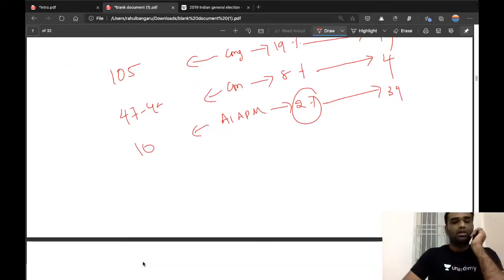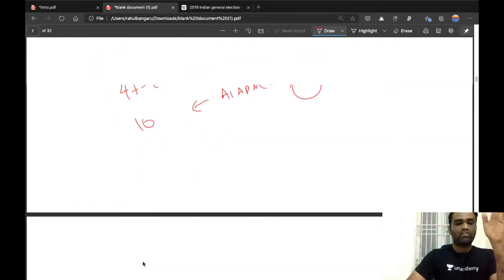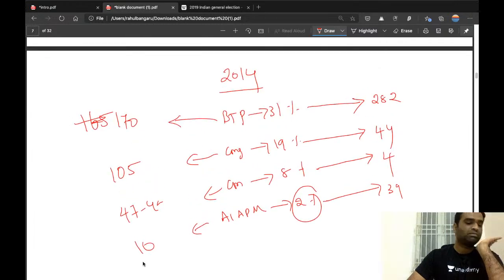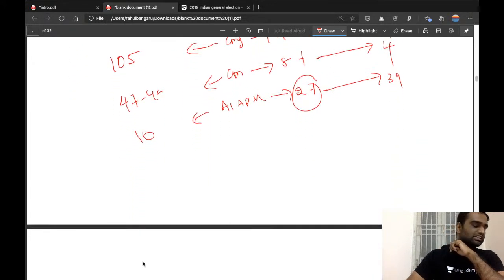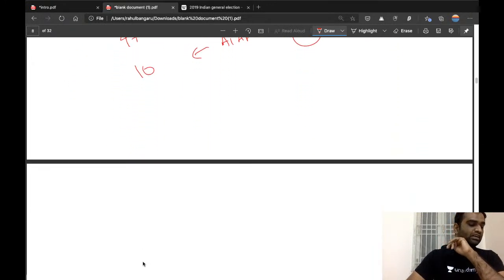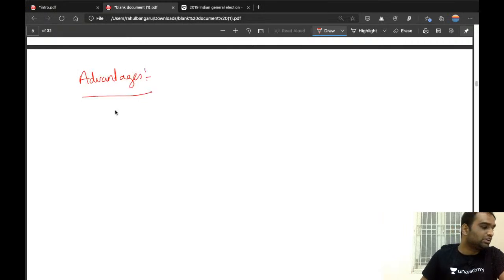Now, I have explained how the proportional representation system, and how the list system in proportional representation, works. Now let's discuss the advantages as well as disadvantages of this proportional representation system. The first one is advantages. What are the advantages?